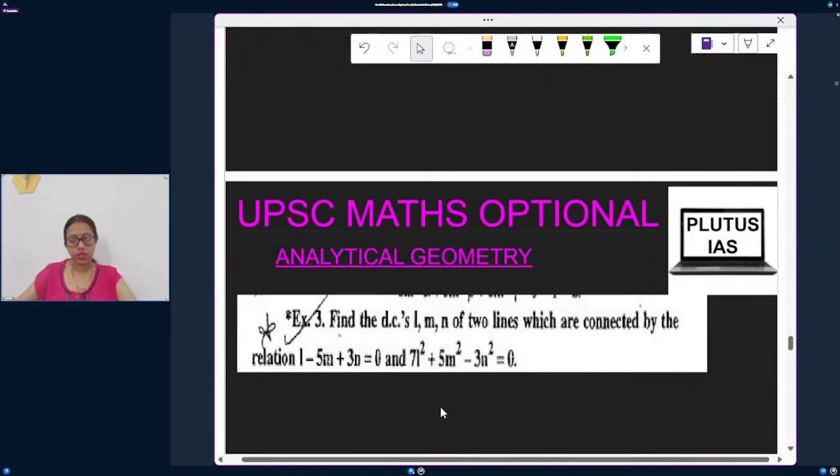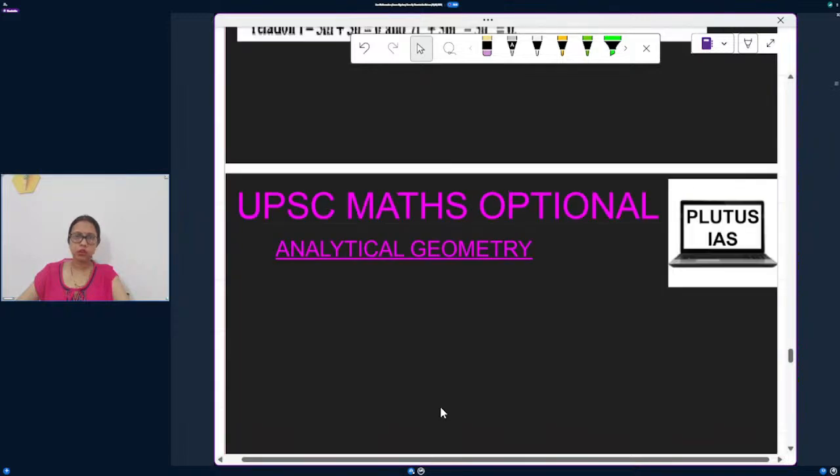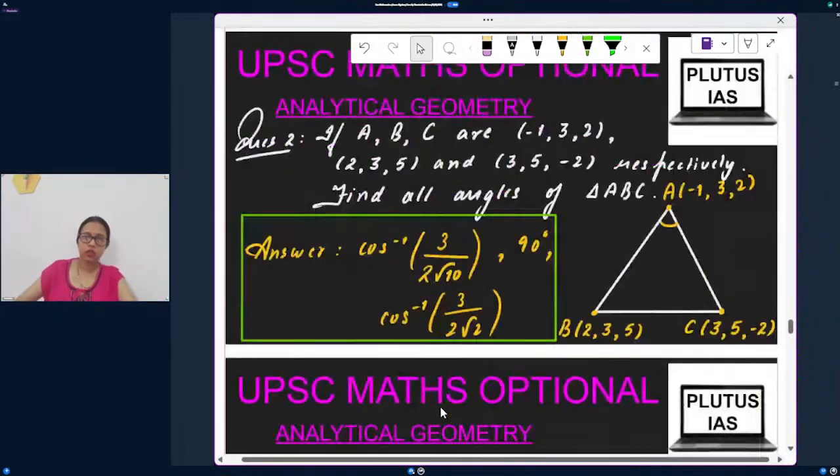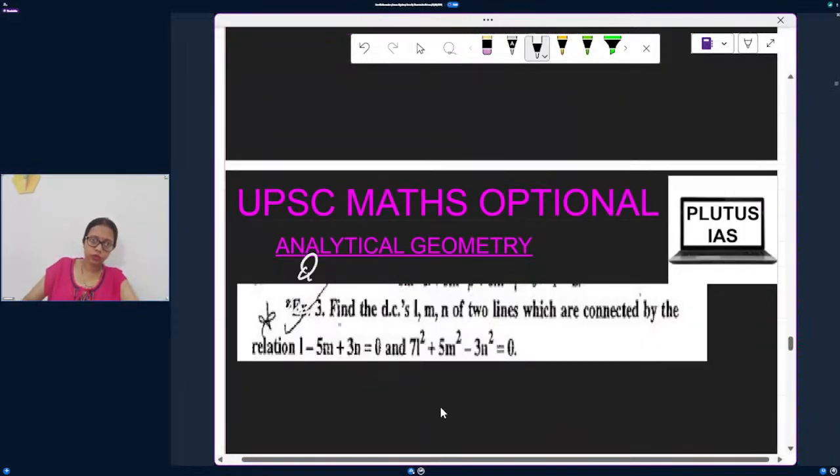Now, let's see question number 3. There's only one kind of trick for these kind of questions. Also note, beta, in the PN Chatterjee PDF that I have uploaded, some questions are marked with a star and some questions are marked with a double star. You cannot leave these questions.